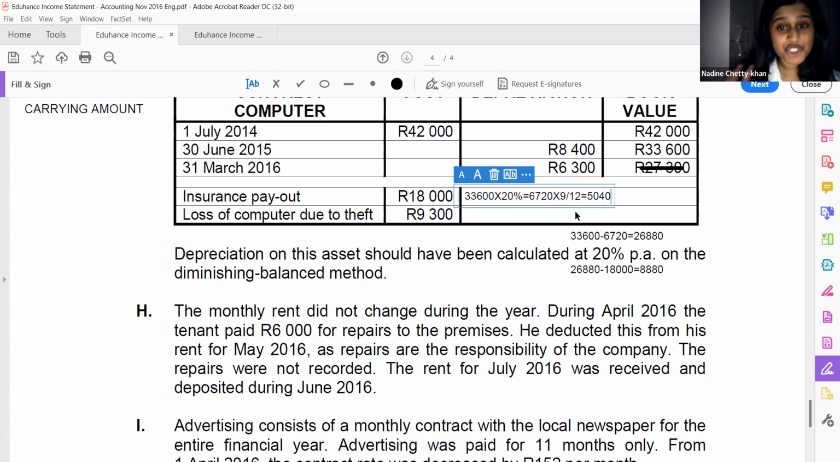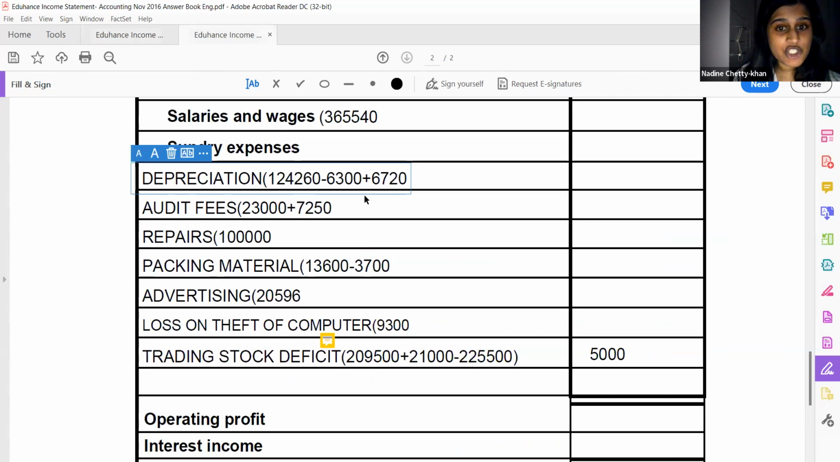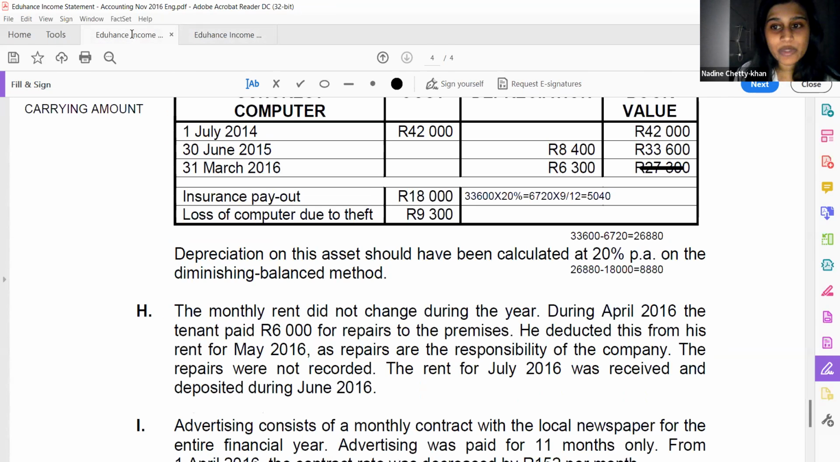Wow. Just by not picking up that we disposed of it, it got stolen before the end of the year. So we can only depreciate it for the period we had it, which is 9 out of 12 months. So our depreciation here, we mustn't add 6,720, we must add 504. Great stuff. Okay. Now let's go see what that will impact in terms of our calculation for our loss.